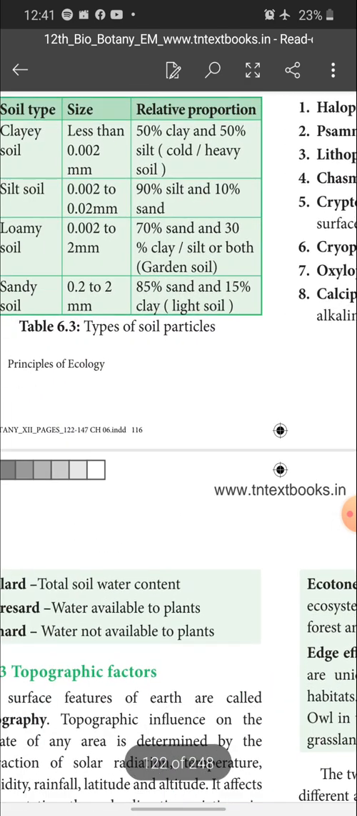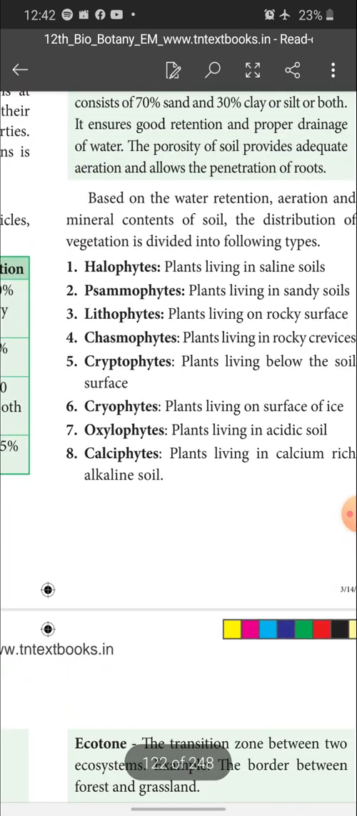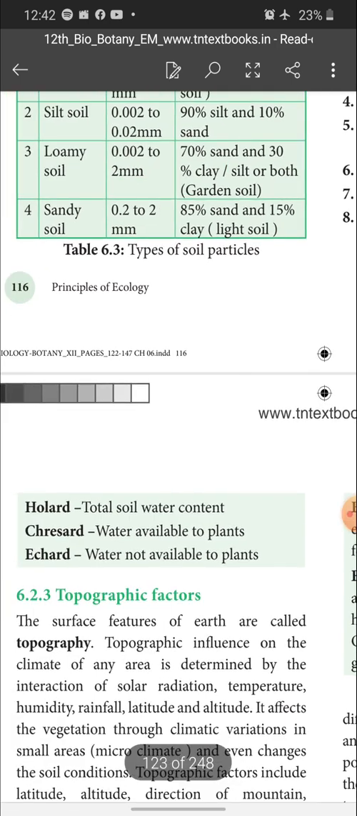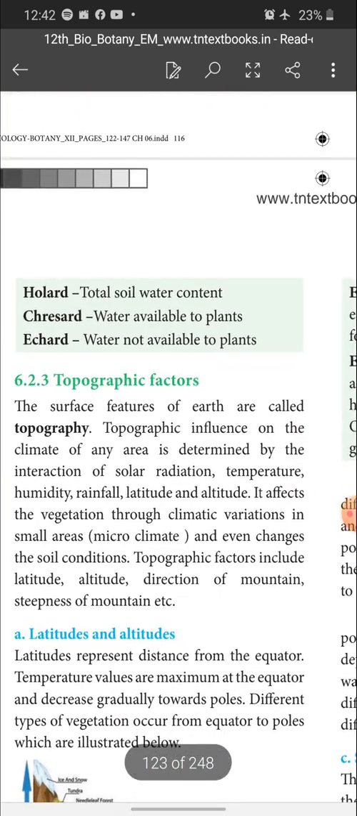So, these are the various types of vegetation which grow based on the retention of water, aeration and mineral content. Okay children, next one is topographic factors. This I am going to discuss with you in my next session.